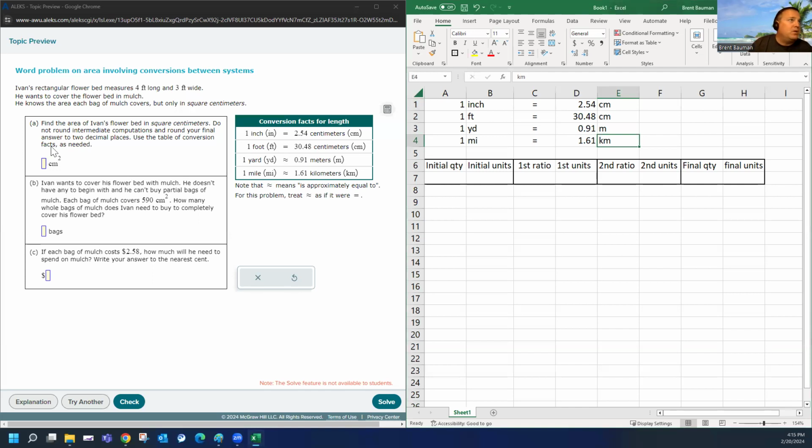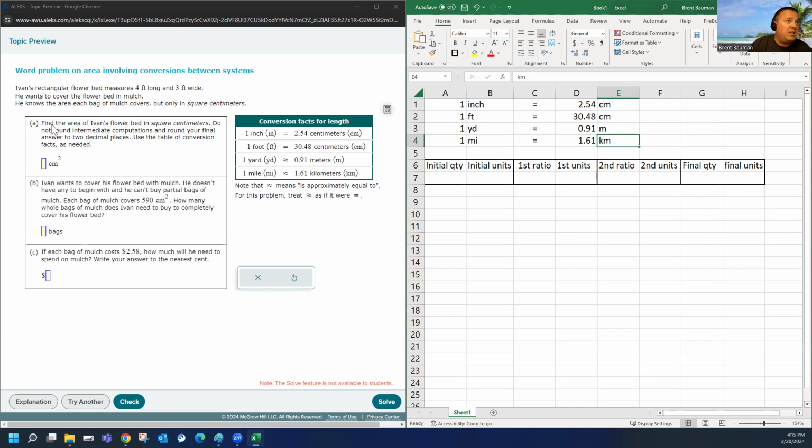Okay. So this one, we're dealing with a flower bed that's rectangular, and it measures 4 feet long and 3 feet wide. So remember, area is length times width. So we'd have 4 times 3, which would give us 12. Feet times feet would give us feet squared. So the area is 12 feet squared. And we want to cover the flower bed in mulch. And we need to figure out square centimeters. Okay, so let's work through our parts and see what we can come up with.